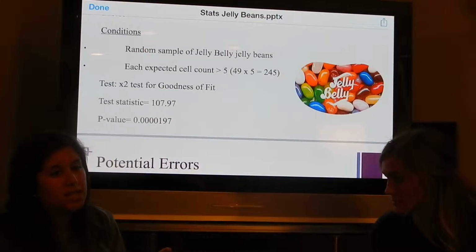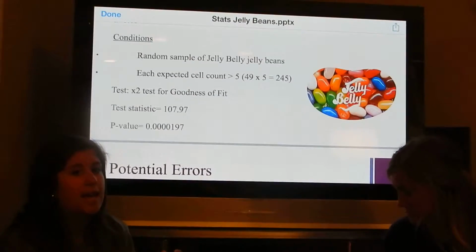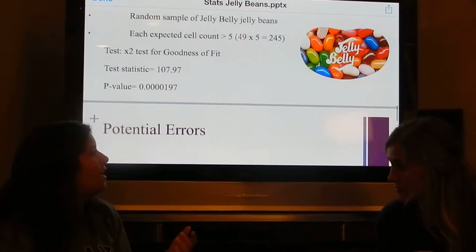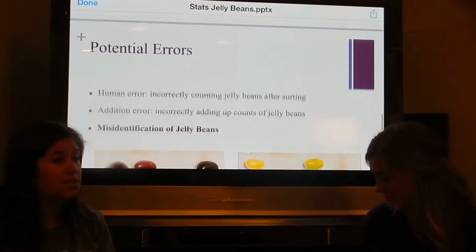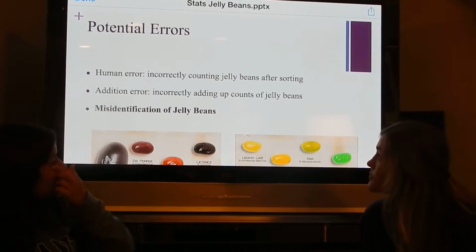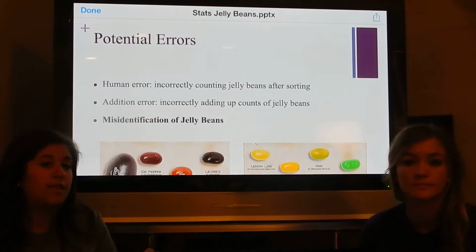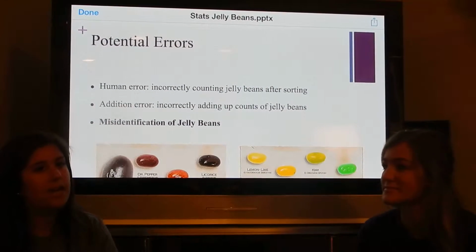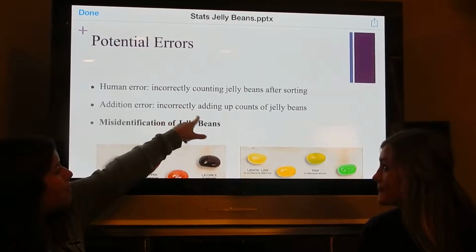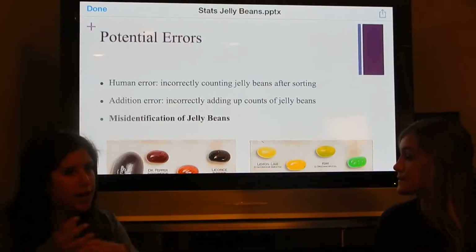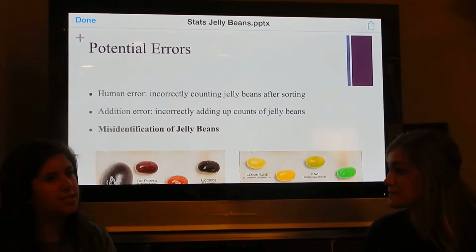Before we get to the conclusion, we'll show you some of the potential errors that could have been part of this, confounding variables that gave us a probability of 0. The first one would be incorrectly counting the jelly beans after we sorted them, because we had to count them all by hand, or incorrectly adding them after we had different assortments and sortings and all that.